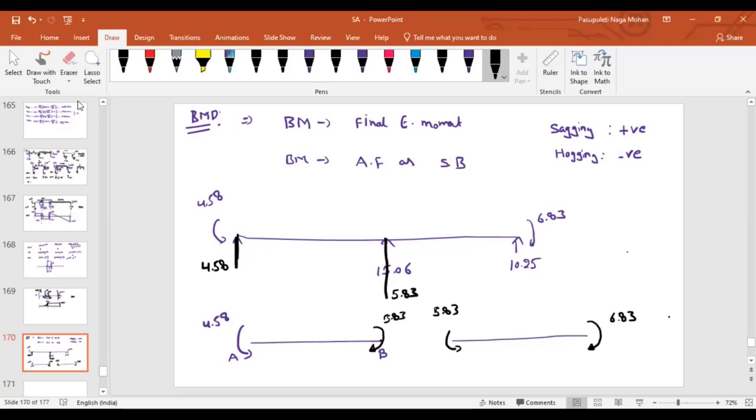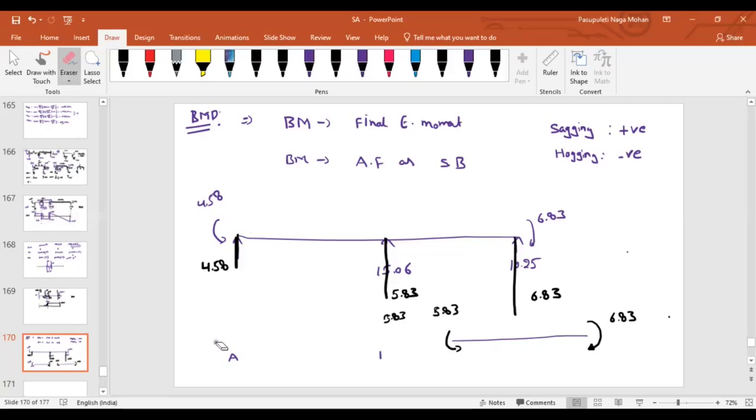Imagine there is a beam BC. B is at your left hand support, C is on your right hand support. At the right hand support, try to apply the clockwise moment, and where will you get the tension, to the top or to the bottom? Top fiber, sir. That means here also it will be hogging. How much will it be? 6.83.